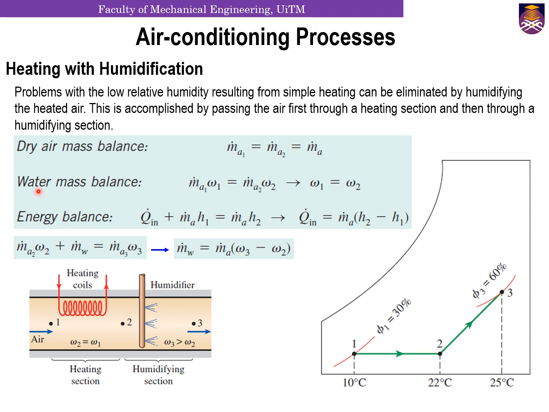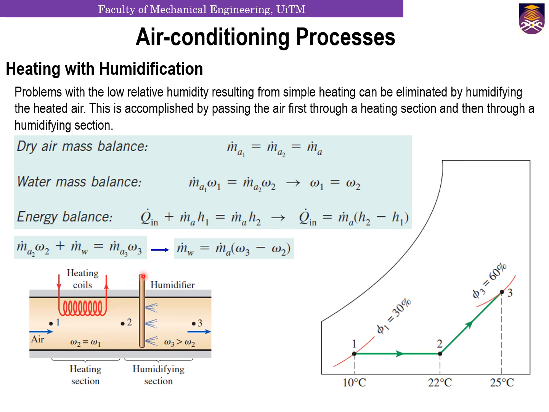Now, if you want to find the water mass balance, we will see that the amount of water moisture in the air available at point 1 and at point 2 is the same. So that results in omega 1 equals omega 2. So the energy balance at points 1 and 2 is given by this formula again. So this is for the heating section.